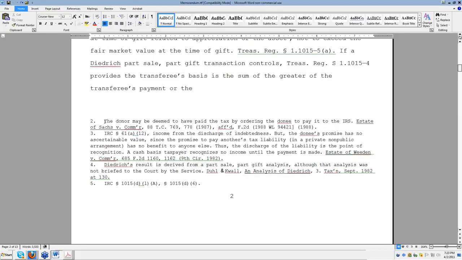We'll try. The donor may be deemed to have paid the tax by ordering the donee to pay it to the IRS. That's Sachs versus Commissioner. This is an IRS decision, 88 TC 769 to 778, 1987. Okay, affirmed. You can send a letter to the mortgagee, ordering them to pay the tax. Isn't that what that says?